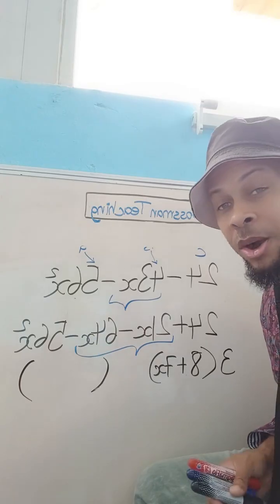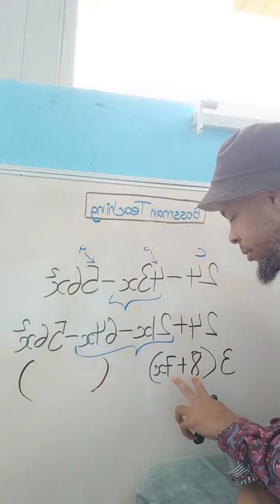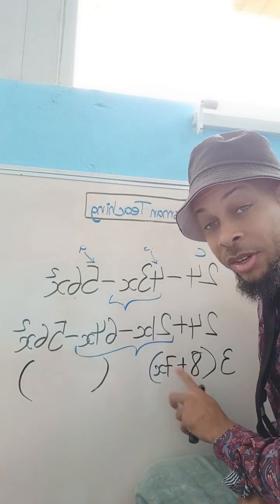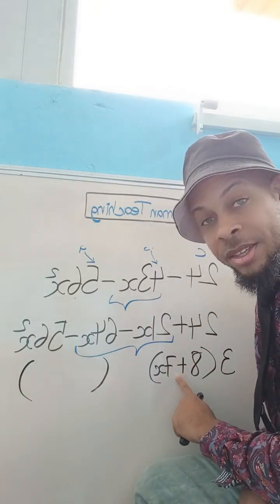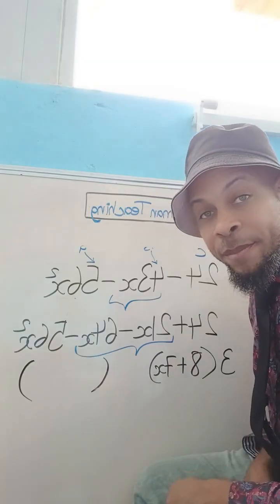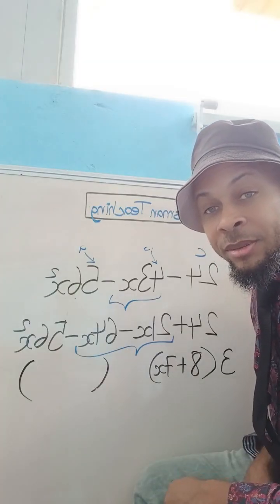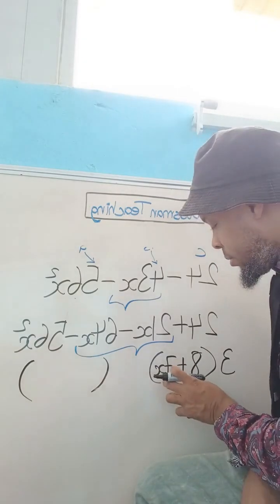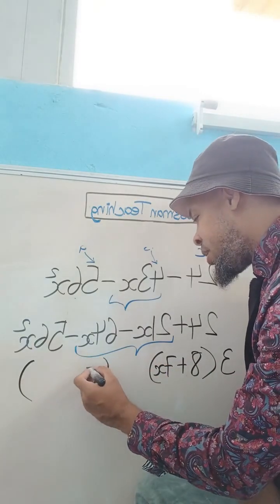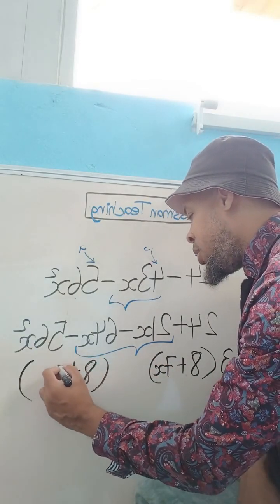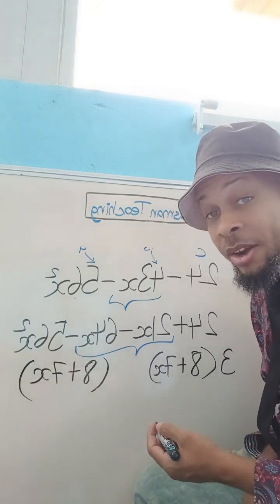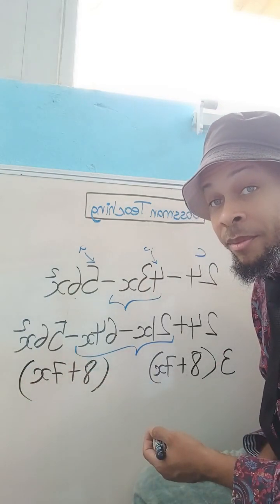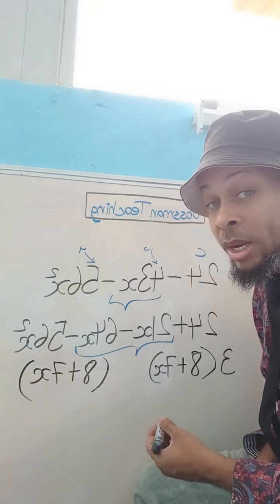Alright, good. Now, you see when you reach here, don't overthink it. Take this and copy it over here. Yeah? So, just copy that. 8 plus 7x. Because when you do that now, it makes your life easier. Right? It makes your life a whole heap easier.